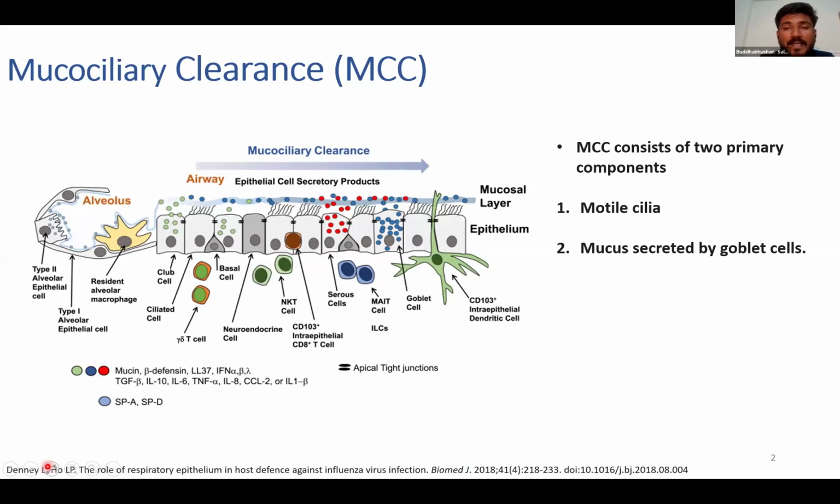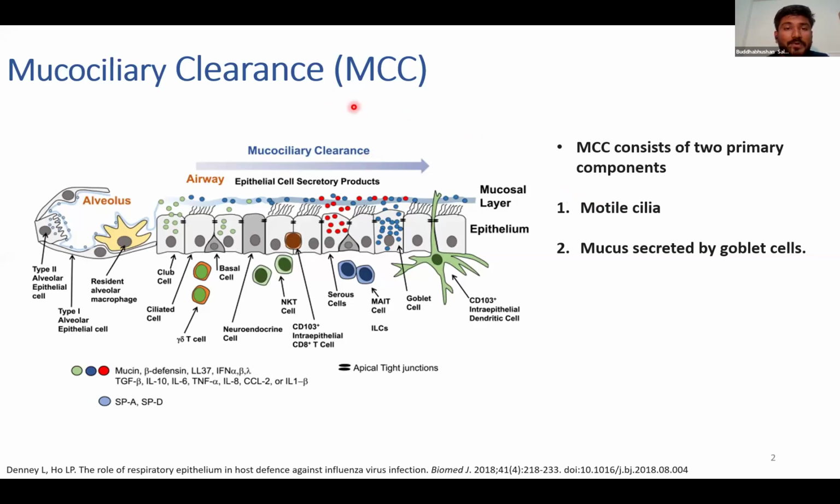As we know, the host has a defense mechanism, that is mucociliary clearance. This mucociliary clearance is important to clear invading pathogens such as viruses, bacteria, and fungi, and even environmental pollutants. To clear that pathogenic infection, mucociliary clearance has two main components. First is motile cilia, which move back and forth and clear these pathogens. And the other is mucus that is secreted by goblet cells and other cell types. Together, both help to clear these pathogens.